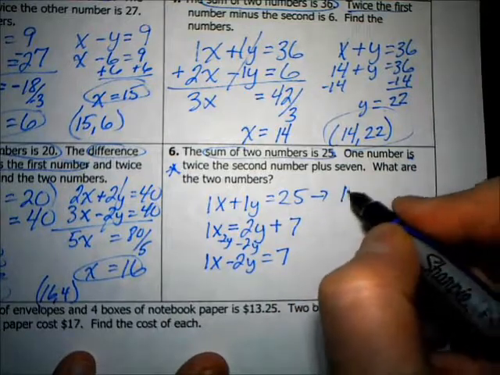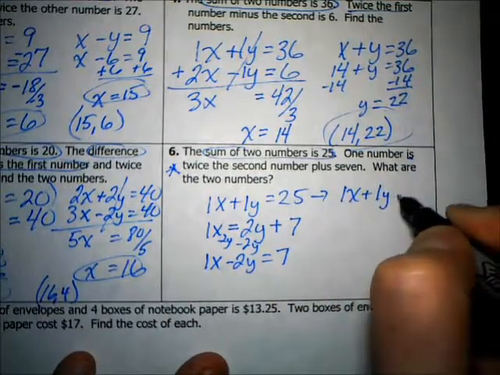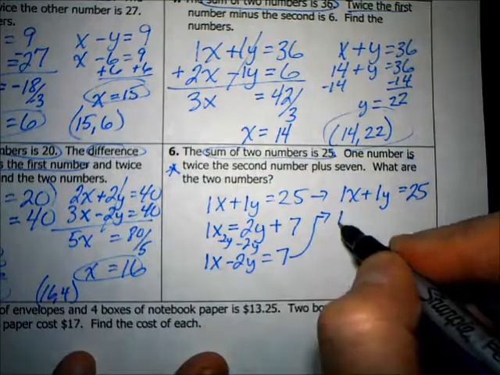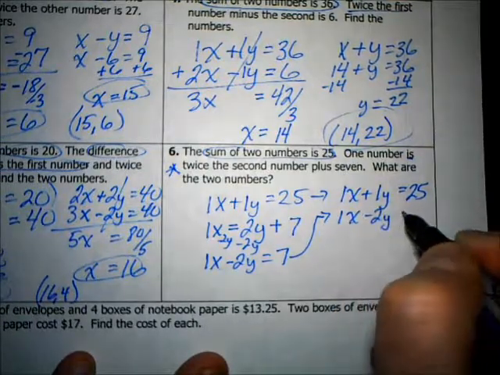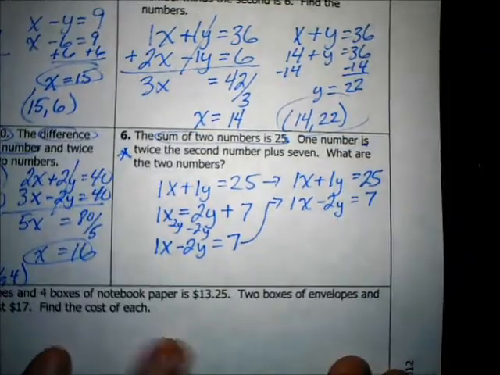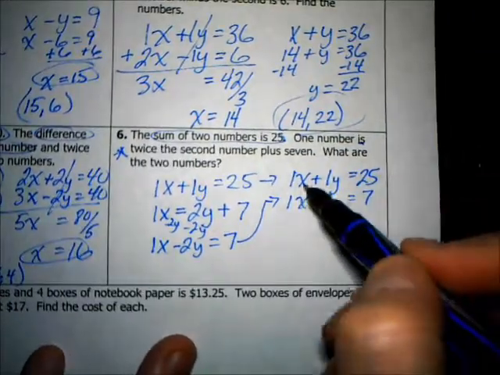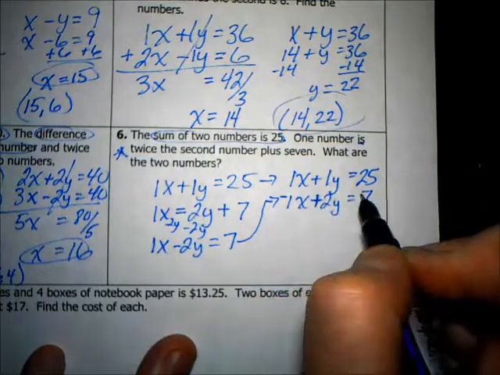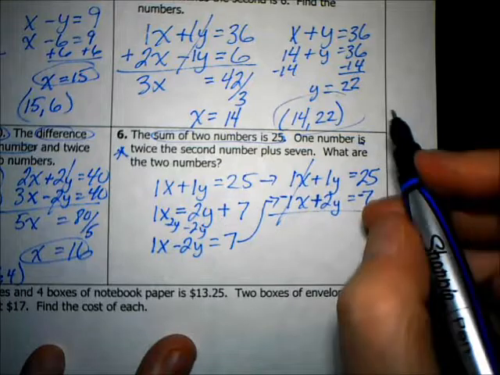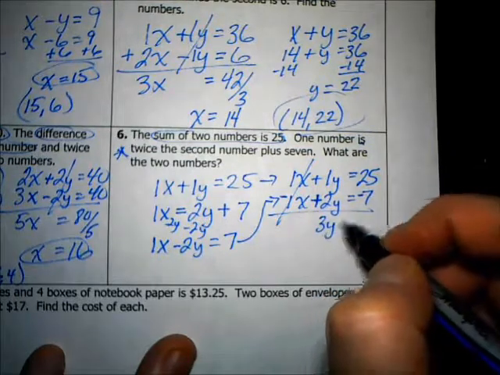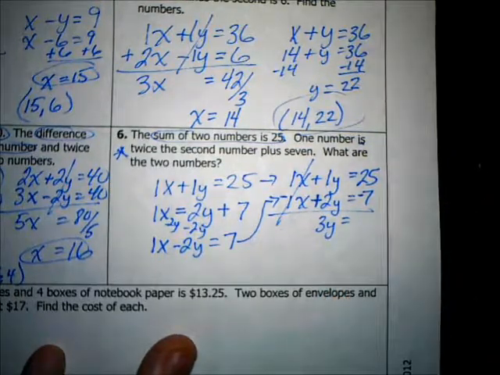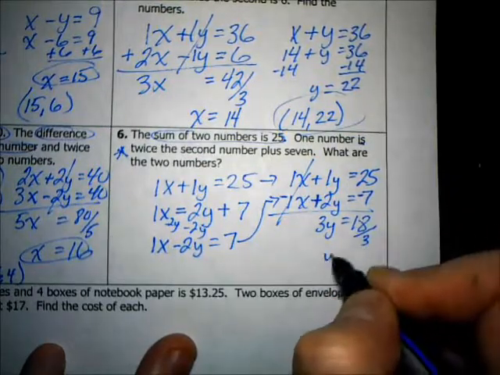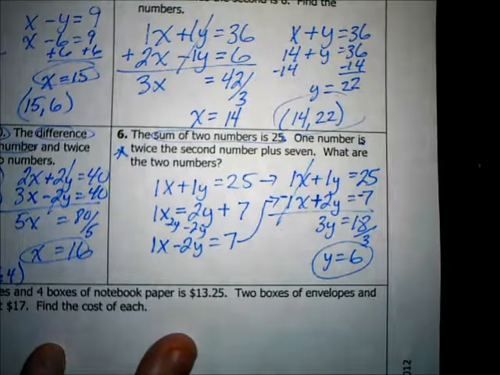So now when I see it, I'm going to bring up the second modified equation and check it. The x's have the same numbers, but they're the same sign, so I'm going to change my symbols, and now my x's go away. The y is a 3y, and 25 minus 7 is 18. Divide by 3, and I see that y is 6.